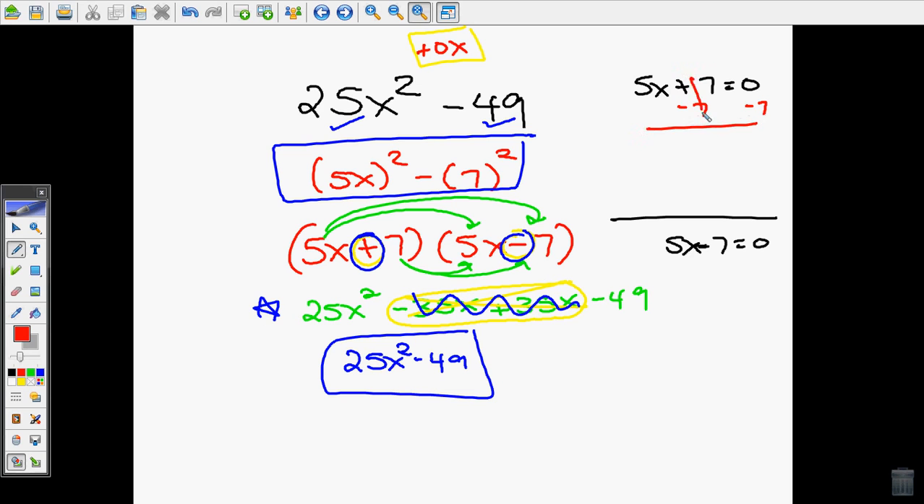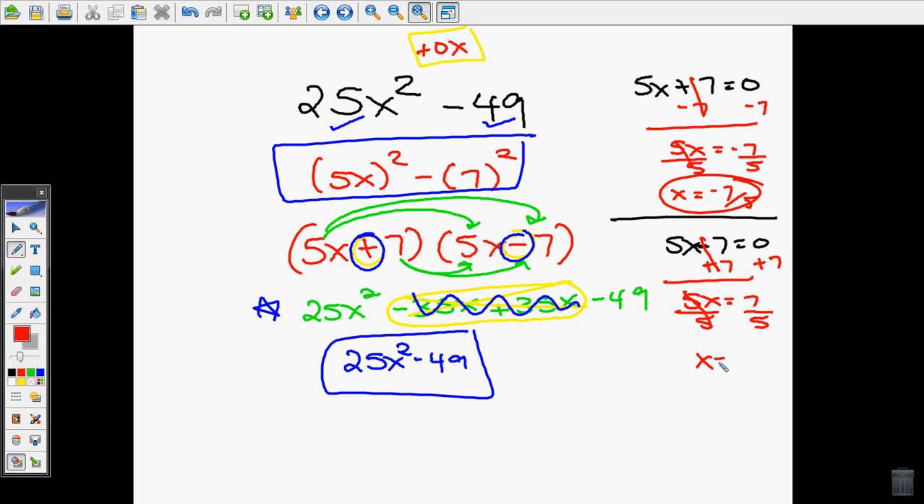Subtract 7 from both sides. 5x is equal to negative 7. Divide by 5, so x is equal to negative 7 over 5. Here I'm going to add 7 to both sides, so 5x is equal to 7. Divide both sides by 5, so x is 7 over 5. So my zeros are negative 7 over 5 and positive 7 over 5.